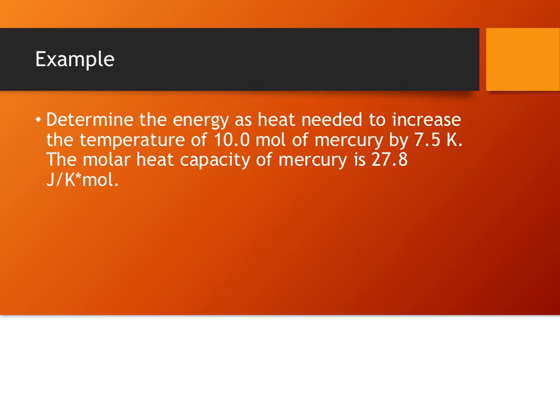All right. Hopefully you've tried. So let's work this out. Determine the energy as heat. Hopefully you remember that represents Q. Needed to increase the temperature of 10.0 moles. Now we're dealing with moles. Unlike last time, we're using our second equation, not the one with grams. We're raising the temperature by 7.5 K. That is our delta T. The molar heat capacity is 27.8 joules per Kelvin mole. That is our Cm. Again, molar heat capacity.